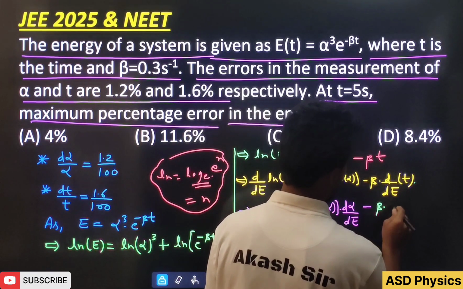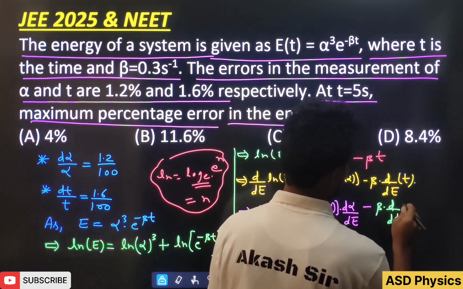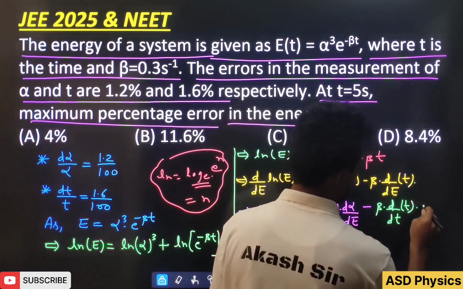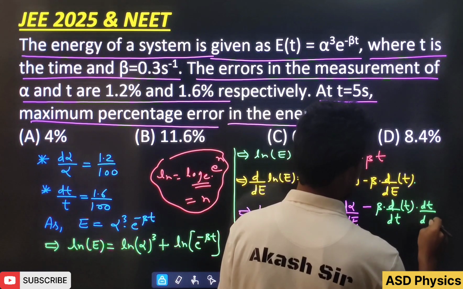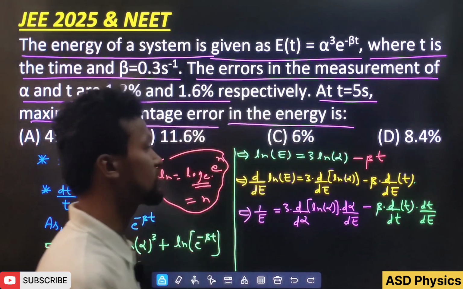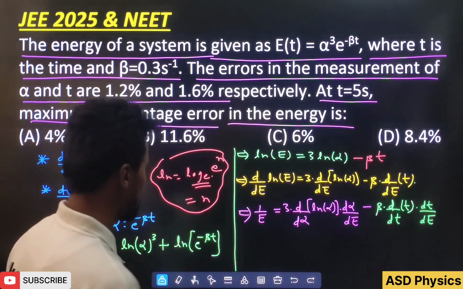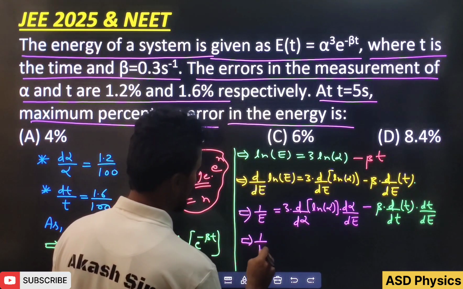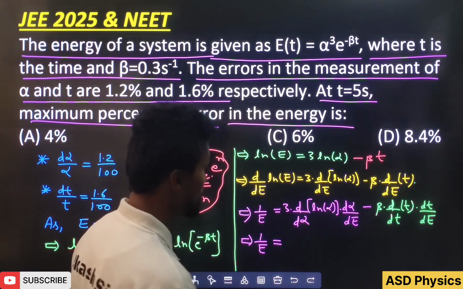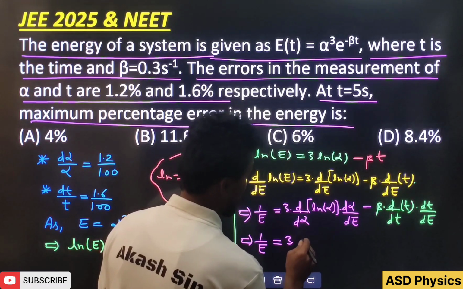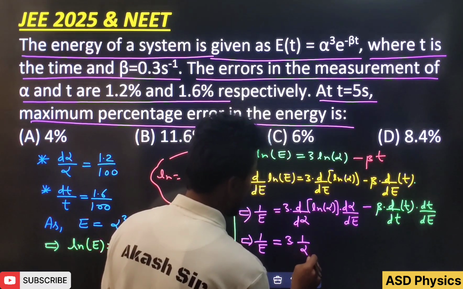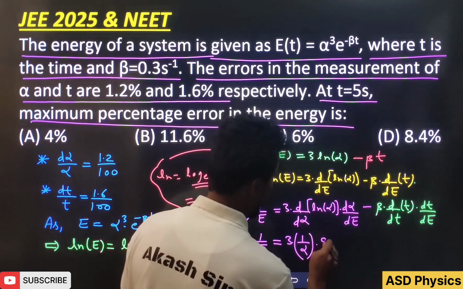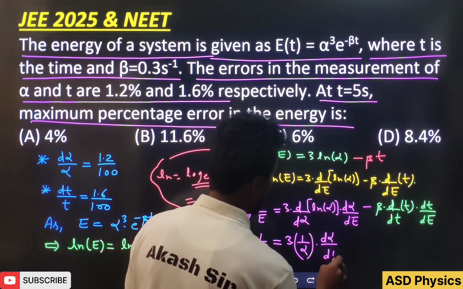We can write here, see, minus d by dt of t, no? d by dt of t, and it will become here the dt by de. What will this become here, students? It will become here the dt by de. Correct? That means we can write here, kindly see here, this 1 by e is equal to, see here please, 3. And here it will become 1 by alpha.